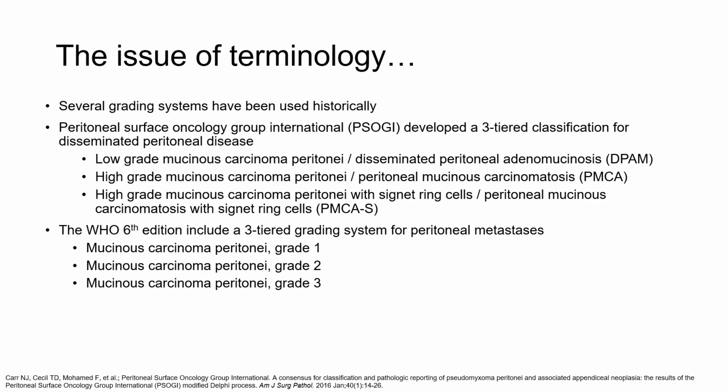The Peritoneal Surface Oncology Group International, or PSOGI, developed a three-tiered classification for disseminated peritoneal disease. Low-grade neoplasms were called either low-grade mucinous carcinoma peritonei or disseminated peritoneal adenomucinosis, whereas high-grade lesions were called high-grade mucinous carcinoma peritonei or peritoneal mucinous carcinomatosis with or without signet ring cells. The current WHO 6th edition includes a three-tiered grading system for peritoneal metastases using the terms mucinous carcinoma peritonei grades 1 through 3.